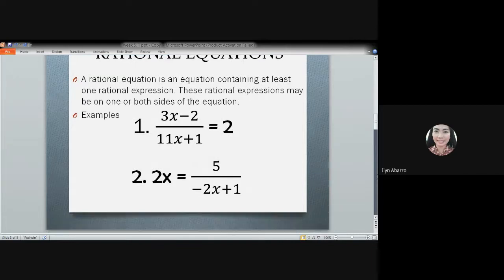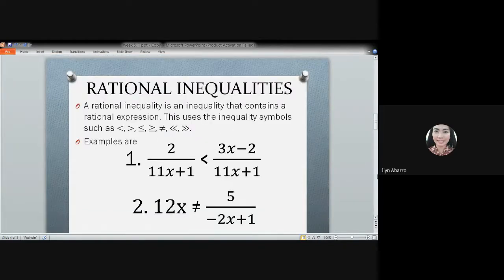Okay? Next, rational inequalities. A rational inequality is an inequality that contains a rational expression. This uses the inequality symbols such as less than, greater than, less than or equal, greater than or equal, not equal, much less than, and much greater than. The example is 2 over 11x plus 1 is less than 3x minus 2 over 11x plus 1.